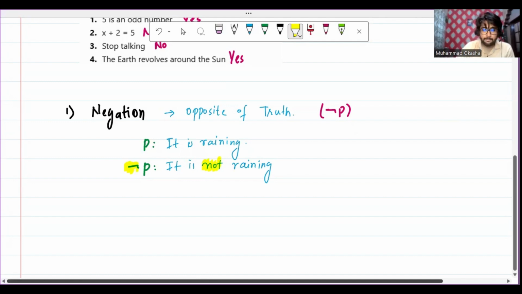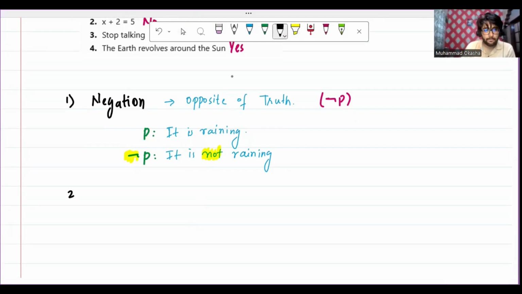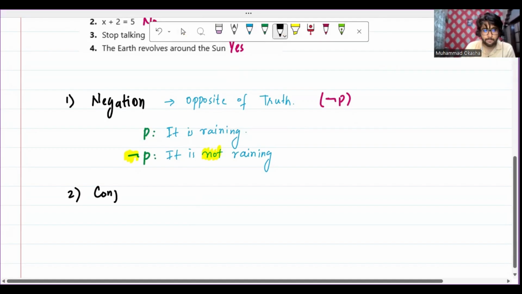Right. And what do we mean by conjunction? We're going to look at three concepts: negation, then there's a concept of conjunction. Conjunction means the conjunction of two statements is true only when both statements are true, right? I'll give you an example of this. It'll make better sense.